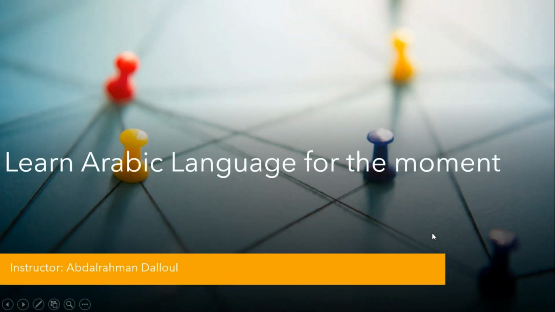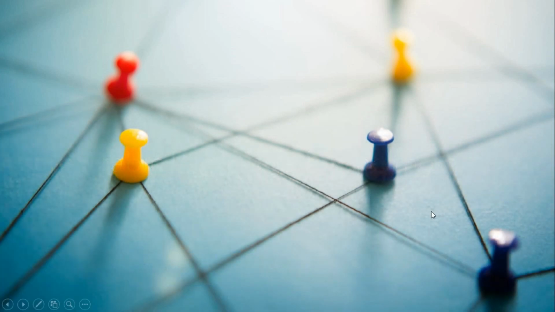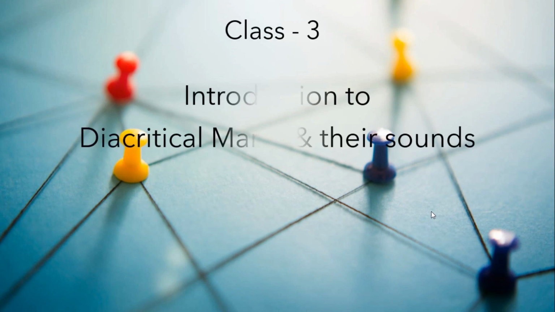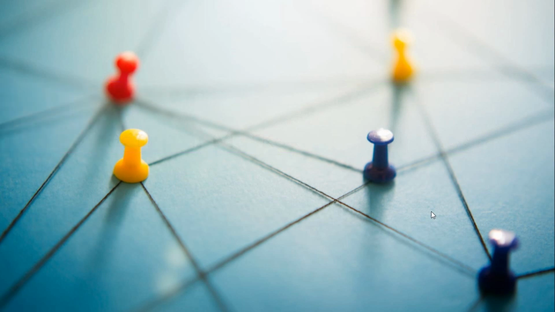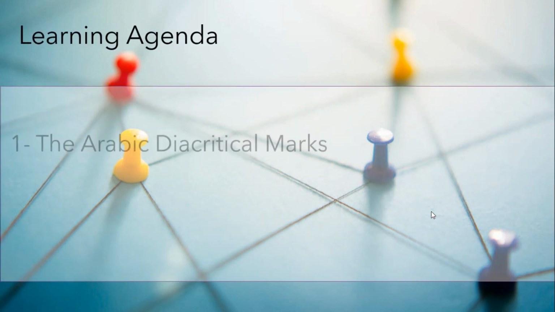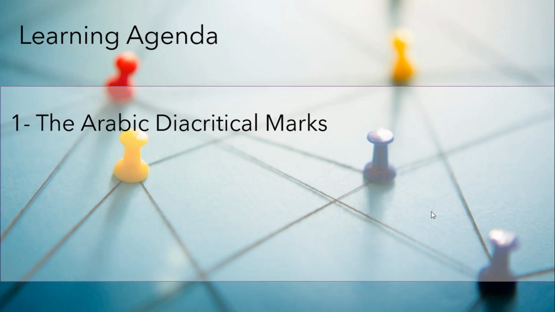So in this third class that we are going to have, we will learn something new, not usually to be seen in any other languages: diacritical marks. These diacritical marks are small symbols. We use them and put them up or beneath the letters and words.